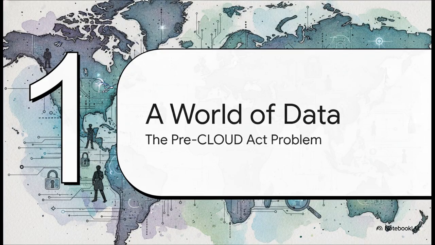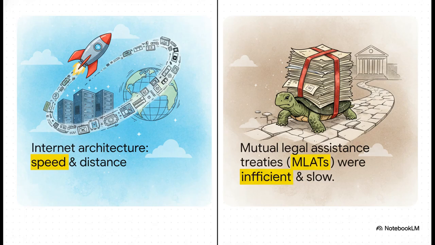Okay, first things first. To really get why the Cloud Act even exists, you have to understand the problem it was trying to solve. And it's a problem born from a world where our data is literally everywhere and nowhere at the same time. This right here, this sums it all up perfectly. You've got technology moving at the speed of light, instant, global, seamless. But the legal system for getting that data across borders, it was stuck in the past, relying on these things called Mutual Legal Assistance Treaties, or MLATs. Think of it like trying to catch a race car with a horse and buggy. It was slow, clunky, and just not built for the internet age.